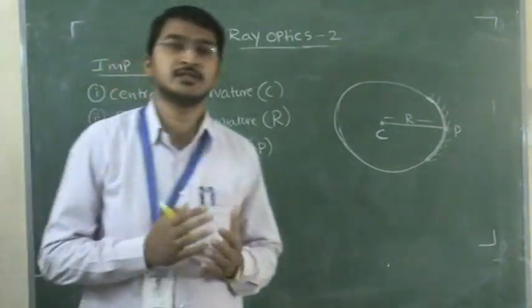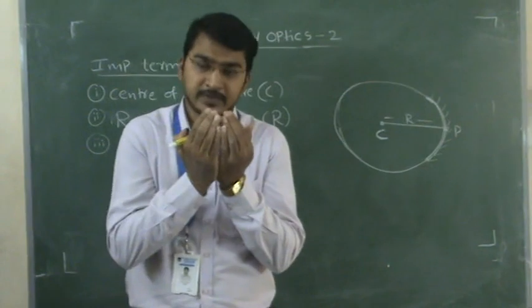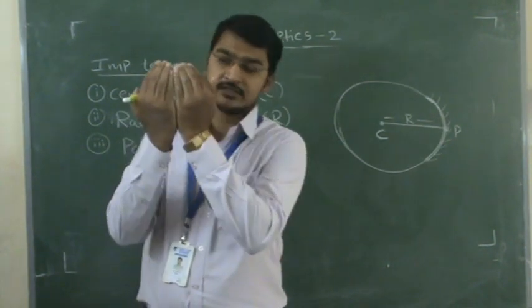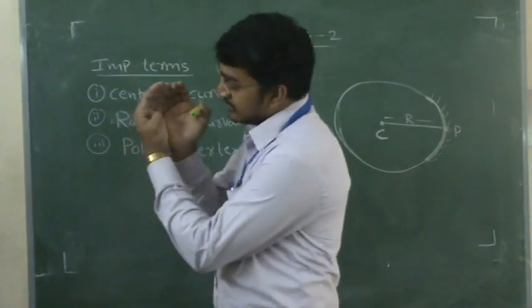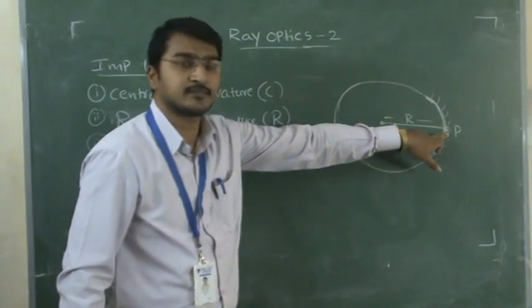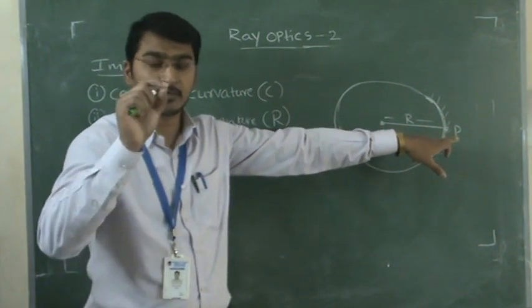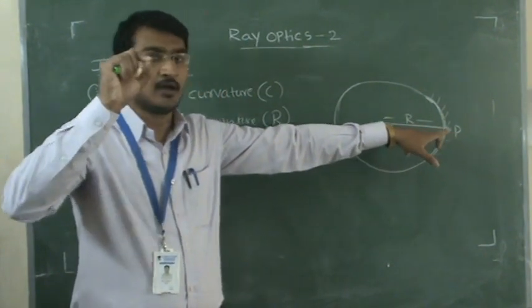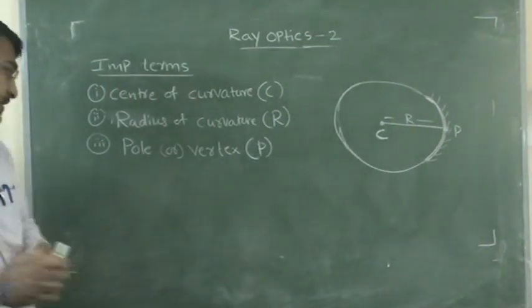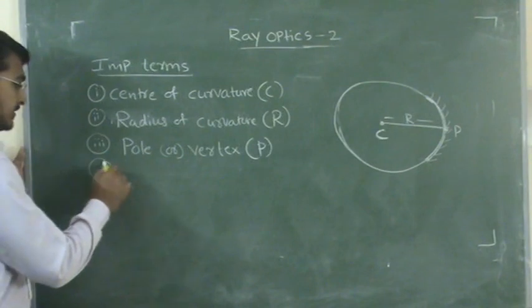Just imagine one spherical bowl. Exactly the center point. Just imagine this is one mirror. This is exactly the center point. The center point of the mirror we call the pole. The center point or middle point of the mirror we call a pole or vertex. Got it? Next, fourth point.